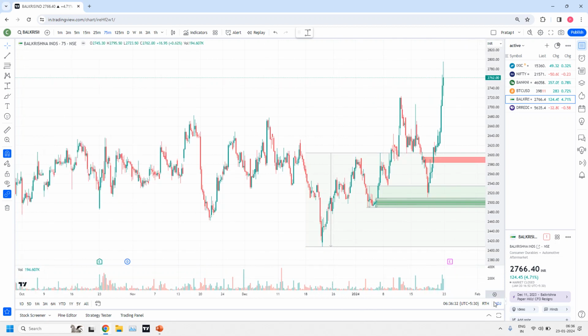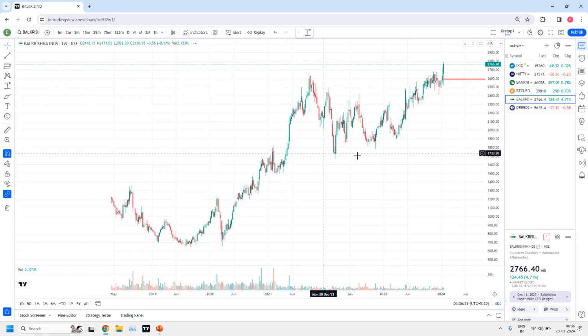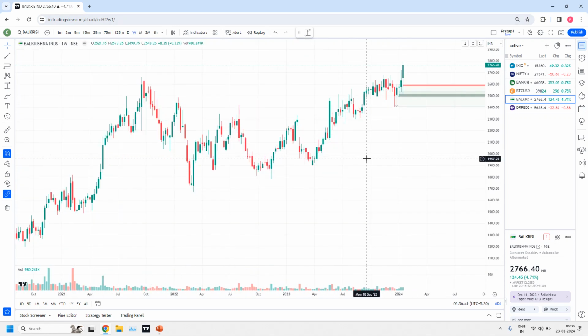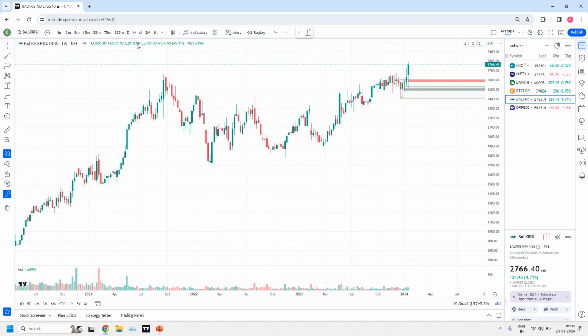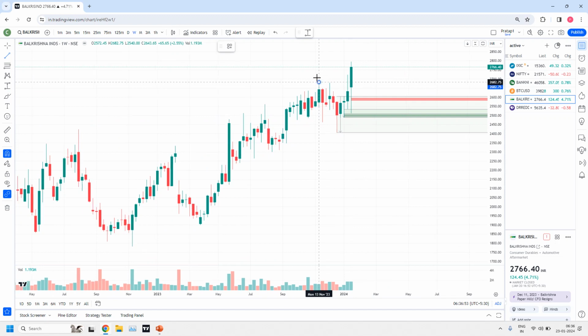But HTF, we didn't have. Well, HTF means weekly here, but we didn't have a weekly supply zone. When we don't have a weekly supply zone, mostly the all-time high is going to be the target. So what is the all-time high before prices entered this area? This was the all-time high. Sorry, let me draw the horizontal line.